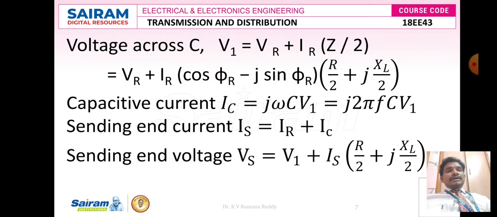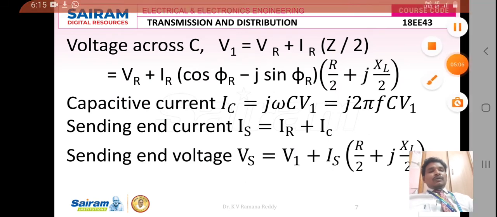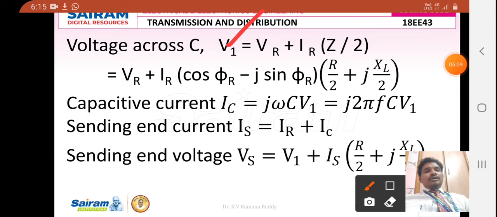Next, the voltage across the capacitor C. The voltage across the capacitor, V1, is equal to VR plus IR into Z by 2. Here Z is divided into two half segments. So we can write V1 equals VR plus IR, where the IR vector component is IR of cos phi r minus j sin phi r, and capital Z by 2 means R by 2 plus j XL by 2. Here we can write.